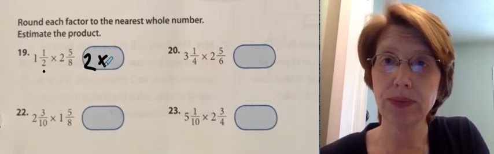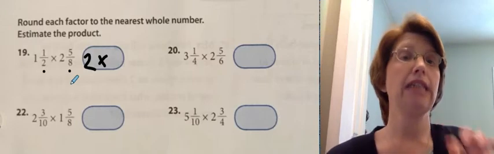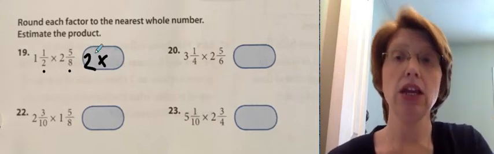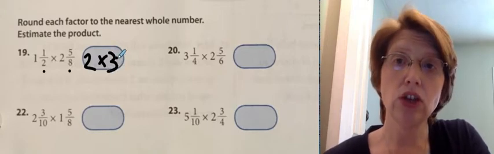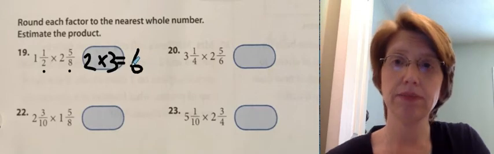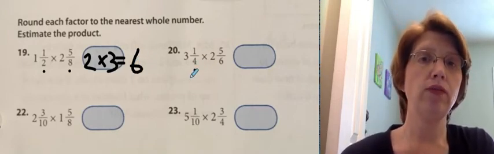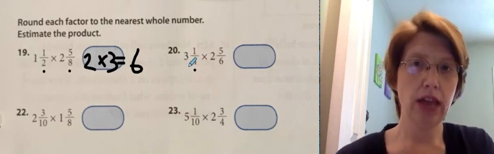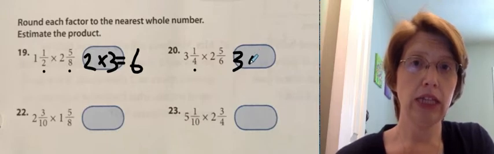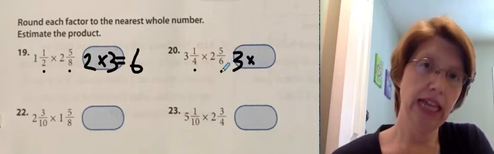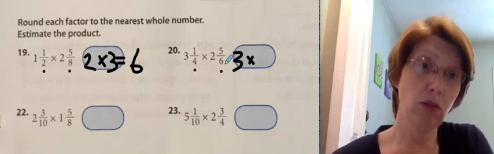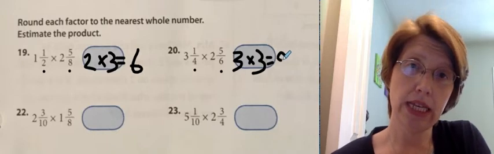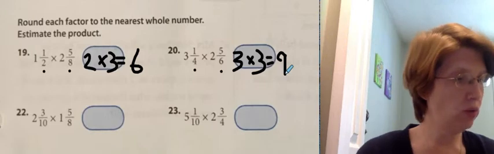Now look at the next one. 5/8. Is that half or more? It's more than half, right? Because 4 is half of 8. So that means that this 2 is going to go to a 3. So 2 times 3 is 6. All right, look at 20. Start with the fraction. 1/4. Is that half or more? No, it's 1 out of 4, which is less. So that means the whole number is going to stay at a 3. Look at the next one. 2 and 5/6. Is 5 half or more of 6? More, right? So the 2 is going to go up to a 3. 3 times 3 is 9. Okay, you should be able to do the rest of those based on that.